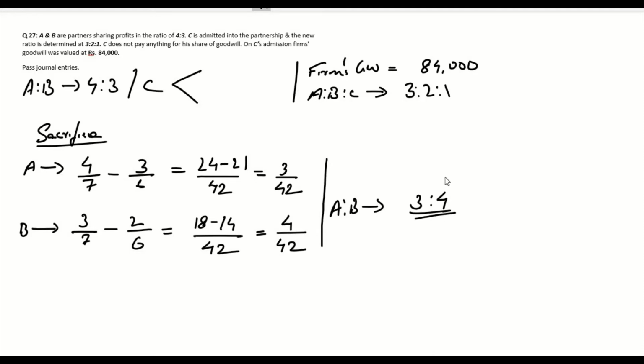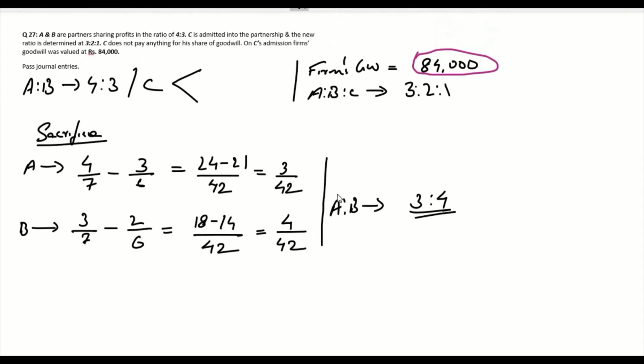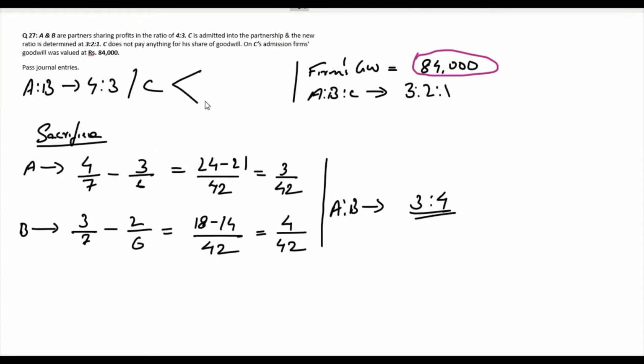And we also know the firm's goodwill. Firm's goodwill here is 84,000. Now we need to find the goodwill that the new partner C has to bring in. So C, his goodwill is 84,000 into 1/6. So his goodwill is 14,000. Why 1/6? It's the profit sharing ratio of C.